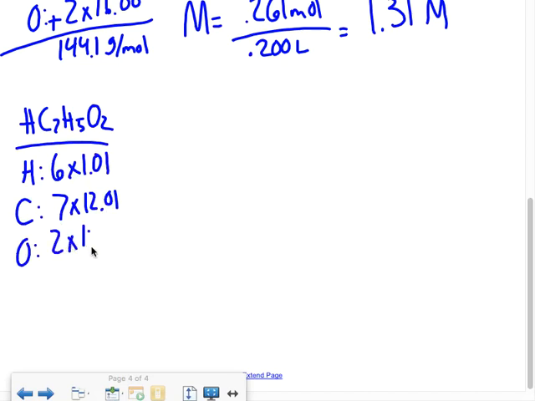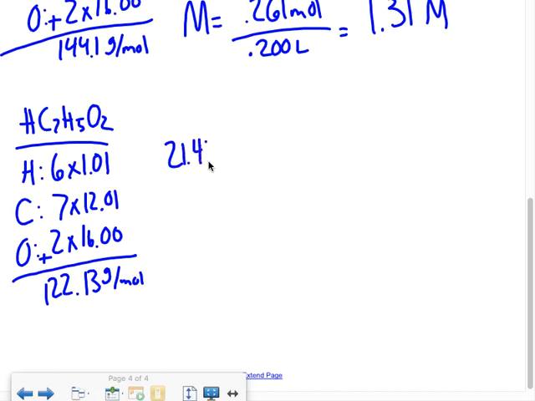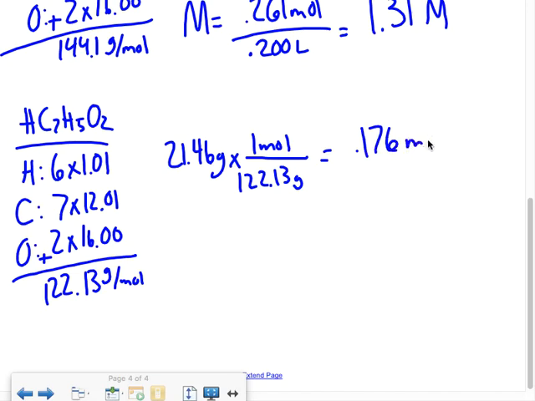We had 21.46 grams of this one, so we can convert that to moles. We've got 0.176 moles of our acid. I want to find the molarity, which is the moles per liter. Same 200 milliliter solution, so that's 0.2 liters. So that's 0.879 molar of our acid.